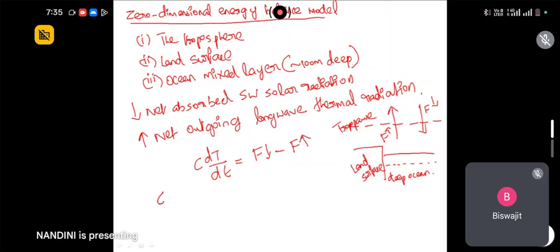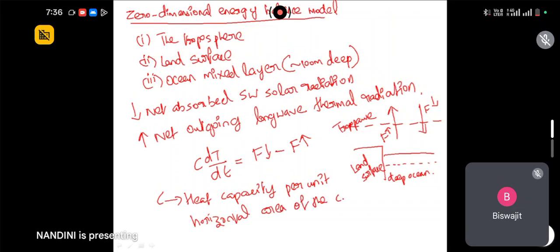C basically gives the heat capacity per unit horizontal area of the climate system. So if this much difference is there in the incoming and outgoing radiation, how much temperature change will happen with respect to time? That's what it basically shows. And C is the heat capacity.